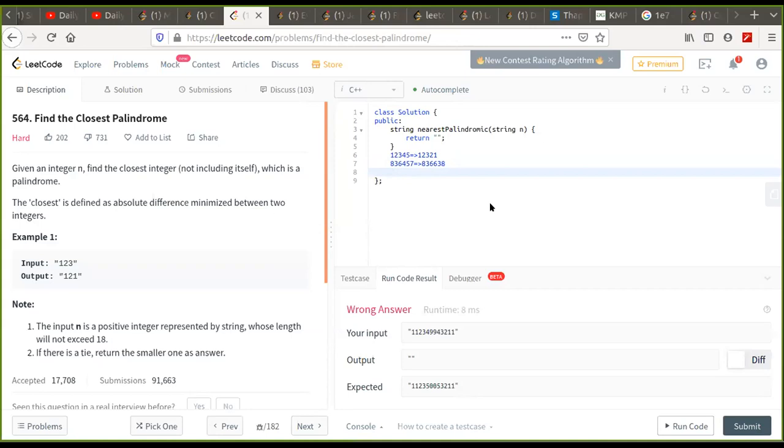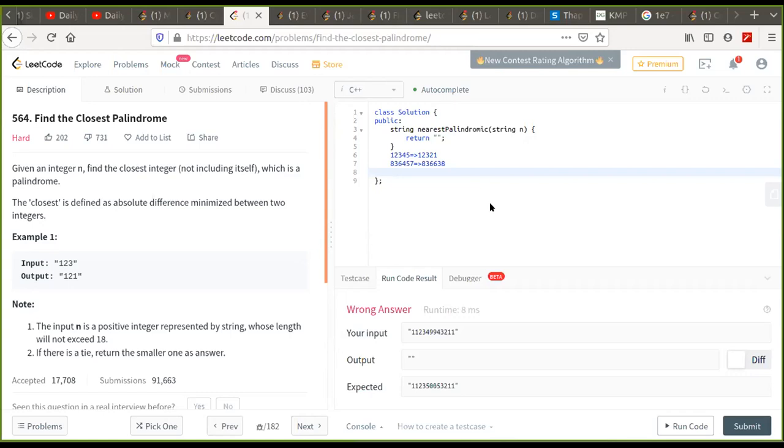One more question I had: should the palindrome number be greater than the input number, or lesser than it? It doesn't matter, as long as the difference between the palindrome number and the given number is minimum. Okay, cool. If you have two cases, one larger than the number and one smaller, then we have to pick the smaller one in that case.